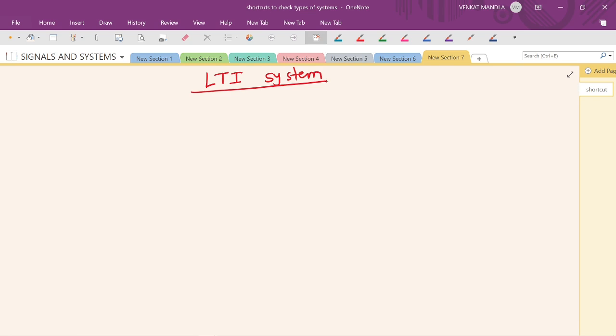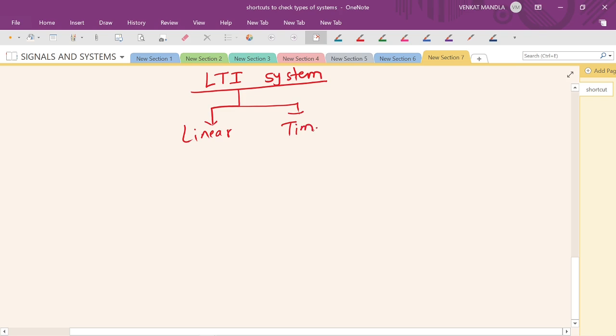I have explained the types of systems: linear, nonlinear, causal, non-causal, time invariant, time variant, all these types of systems. I have already explained them. Now my interest is only this: the system is linear and time invariant. Okay, this is my interest.